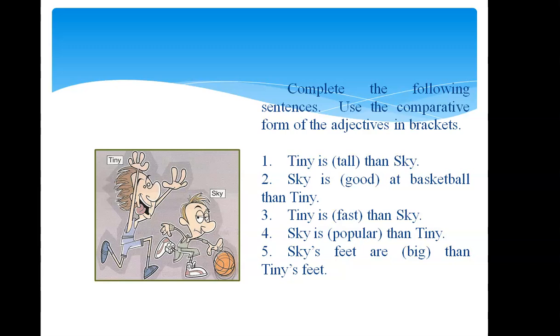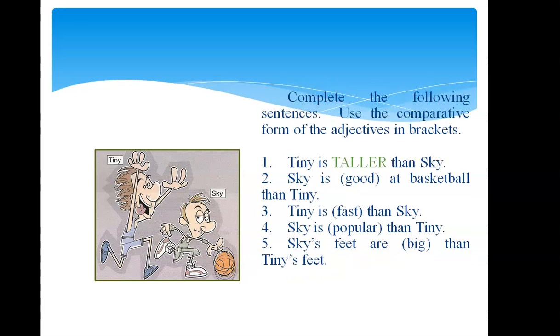The first one, Tiny is taller than Sky. Sky is better at basketball than Tiny. Tiny is faster than Sky. Sky is more popular than Tiny. We add more because this is a long word. Popular is not a simple word, so that's why we add more to popular. Sky's feet are bigger than Tiny's feet.